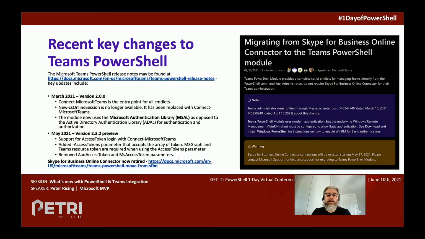And then we've got a nice little triangular yellow warning there about the Skype for Business Online connector. Connections from that connector will be rejected. In fact, already will have started to be rejected on that date of May 17th, 2021. So if you have any issues there and you need some assistance, then it's advised to contact Microsoft support for help with migrating to the Teams PowerShell module.